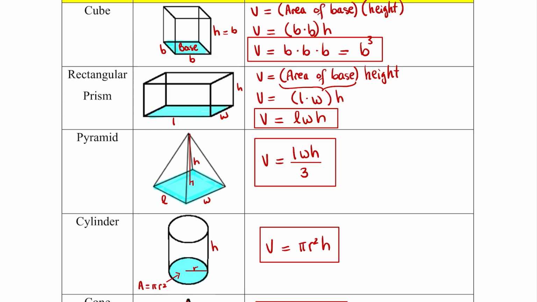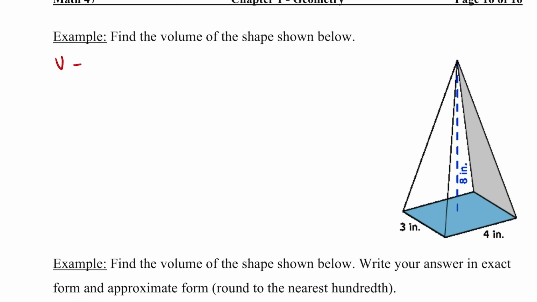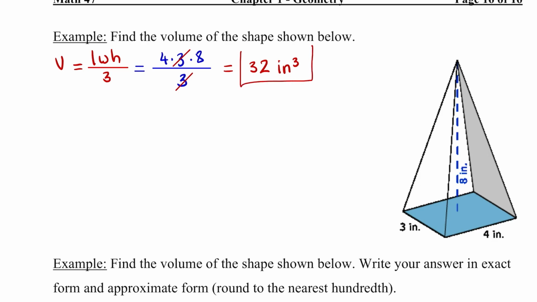So I'll copy the volume formula. I'll replace my length with 4, width with 3, and height with 8, and divided by 3. Now, 3 got canceled out. I'll take 4 times 8, which is 32. And the unit is cubic inches. The unit of the volume is always unit to the third power because it's a 3-dimensional figure.